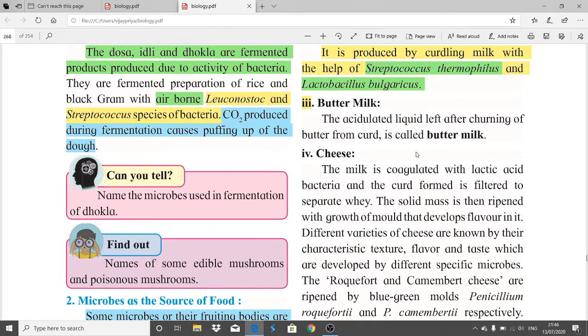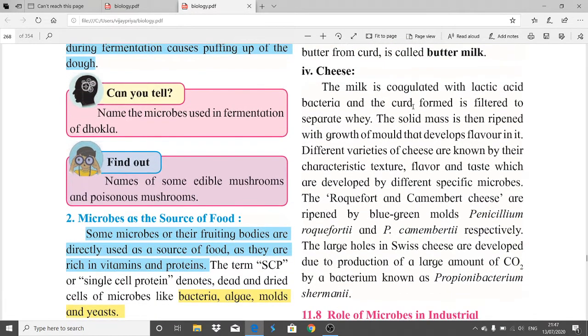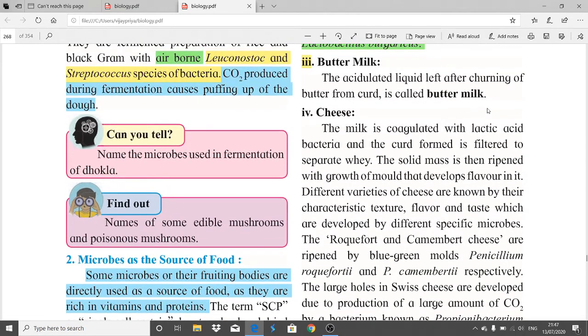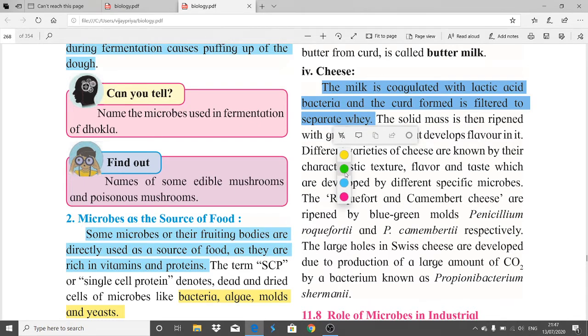Buttermilk. Now, how is the buttermilk formed? The acidulated liquid left after churning of butter from the curd is called buttermilk, which is again very healthy. The next is cheese. The milk is coagulated with lactic acid bacteria and the curd formed is filtered to separate the whey. When the separation occurs, the liquid gets separated from the solid part.